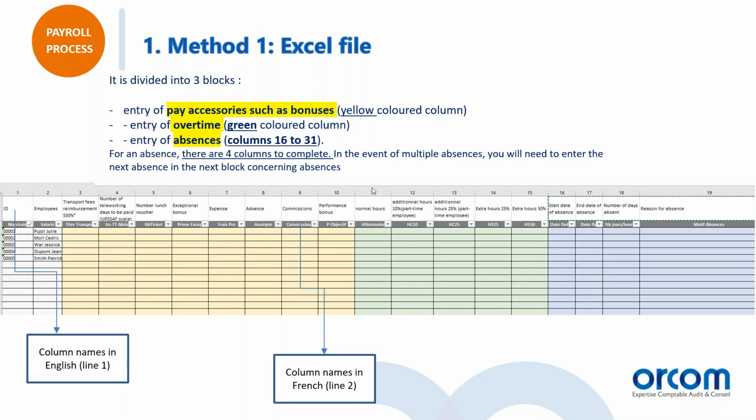Then the second block, which is the green one, will be used to share with us the overtime hours. And the third block, which is the blue one, the columns from 16 to 31, concerns the absence. So for the absence, there are 4 columns to complete. In the event of multiple absences, you will need to enter the next absence in the next blocks concerning absence.